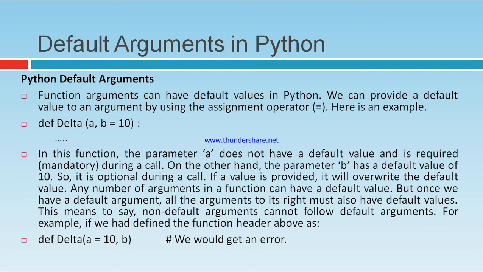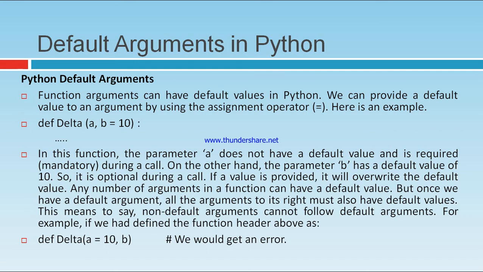Any number of arguments in a function can have a default value, but once we have a default argument, all the arguments to its right must also have default values. This means non-default arguments cannot follow a default argument. For example, if we had defined the function header above as def delta a equal to 10 comma b, it is wrong. If you want to supply a default value to the function argument, we have to start from the rightmost side, a comma b.